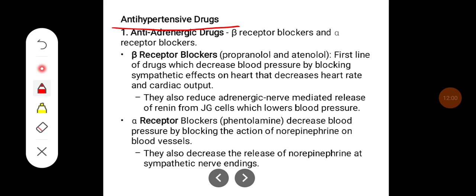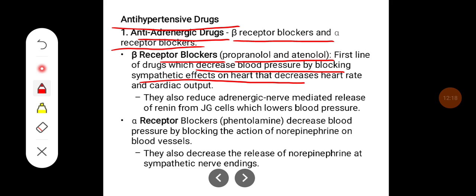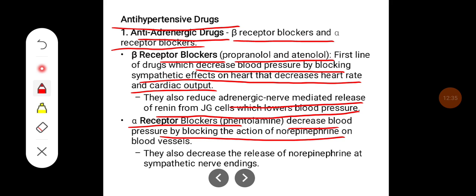Some of the drugs used for hypertension are anti-adrenergic drugs, that is, beta receptor blockers and alpha receptor blockers. Beta receptor blockers like propranolol and atenolol are the first line of drugs, which decrease the blood pressure by blocking sympathetic effects on the heart and decreasing heart rate and cardiac output. They also reduce adrenergic nerve mediated release of renin from JG cells, which lowers the blood pressure. Alpha blockers like phentolamine decrease the blood pressure by blocking the action of norepinephrine on blood vessels. They also decrease the release of norepinephrine at the sympathetic nerve endings.